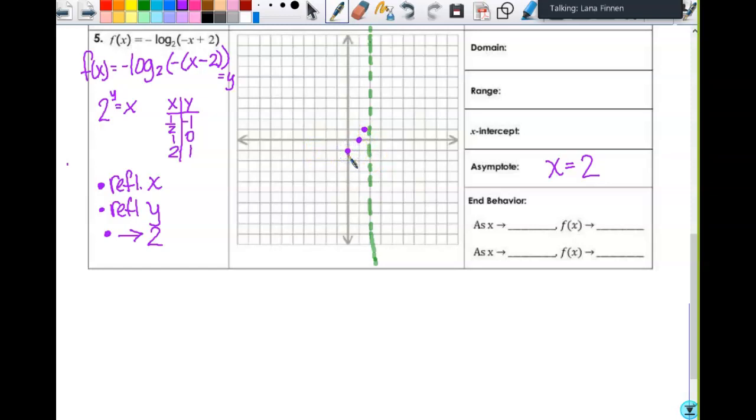So something else I have to answer over here is my x-intercept. I actually have graphed that. That's at 1, 0. If I didn't already graph it, I'd want to find it before I sketched it in to help myself. So now that I have those 3 points, then I can sketch in my curve. And it looks like this.